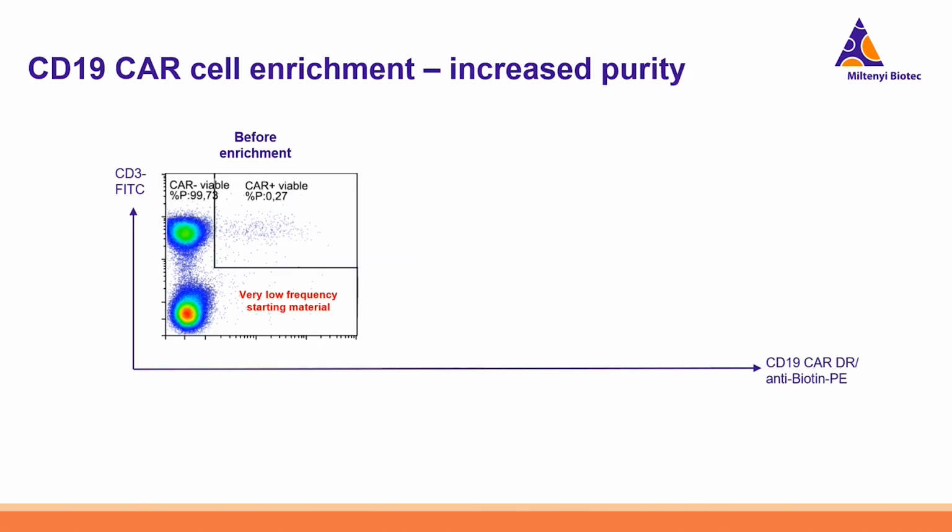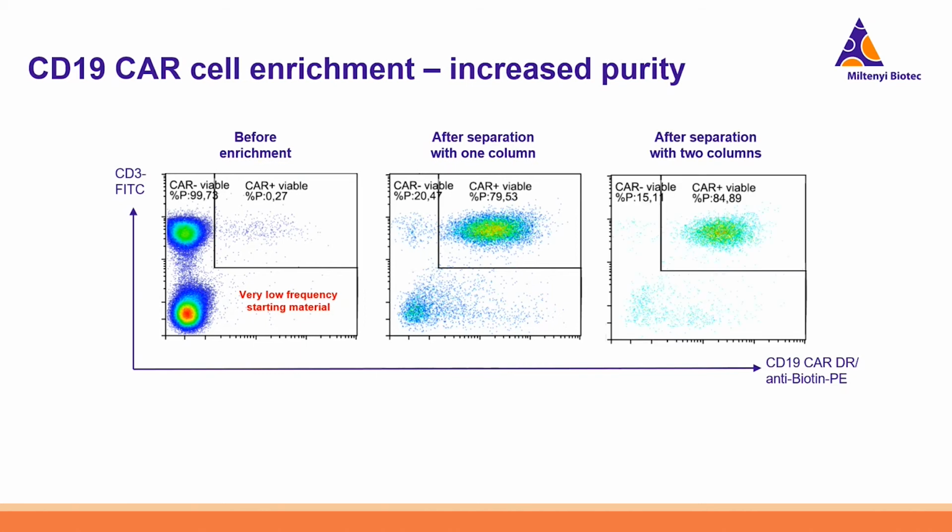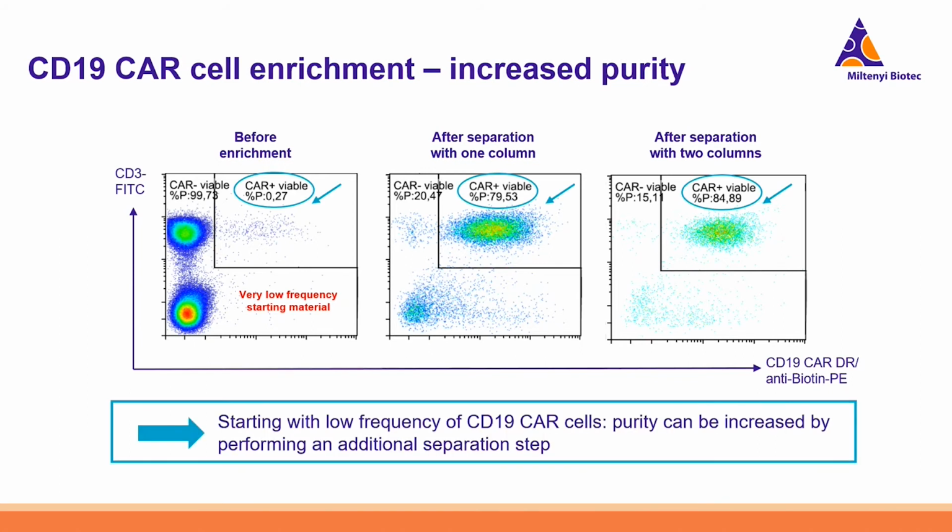With longer time periods since the infusion of the CAR T cells has taken place, the blood can really have very low frequencies of residual CAR cells, as is shown in this example here, where it is only 0.27%. So in this case, after separation, the percentage was increased up to almost 80%, and this can be even further increased if needed by using a second column. So even with a low frequency starting material, a high purity of CD19 CAR cells can be achieved.